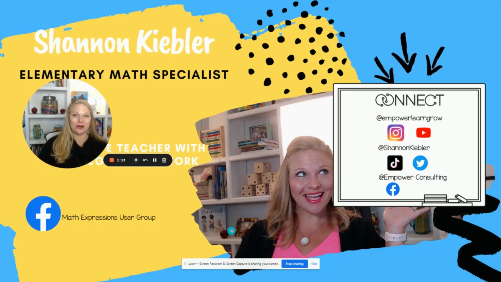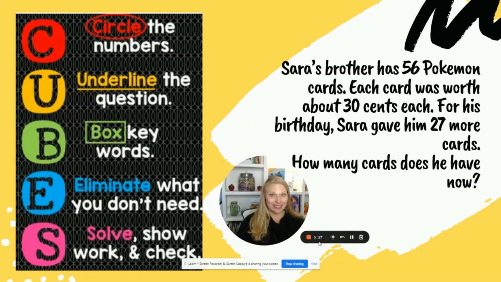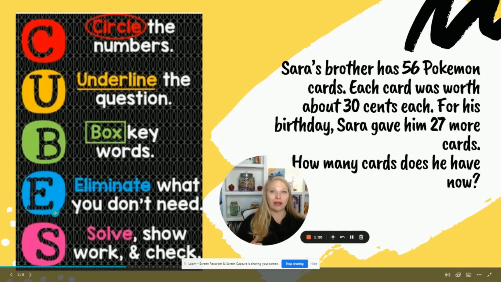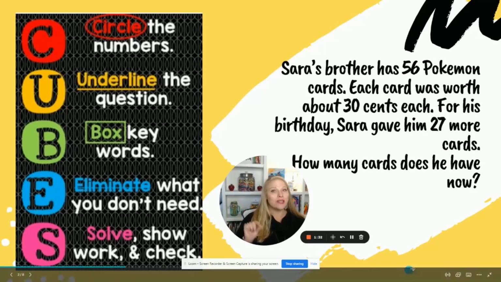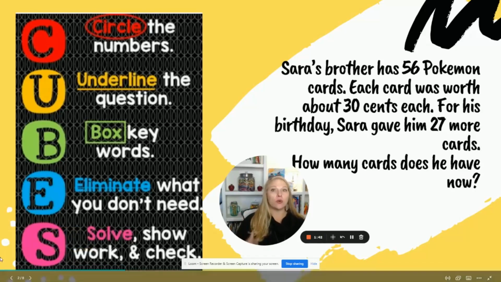So let's get started. First of all, you might recognize this poster. They are very popular on Pinterest and Teachers Pay Teachers. And maybe raise your little hand if you're thinking, I kind of use that strategy. It's okay, there's no blame or shame in the game, but I'm going to suggest that we don't use CUBES. And there's a few reasons why. First of all, CUBES is very solution oriented. It is about finding the answer and finding the answer quickly.